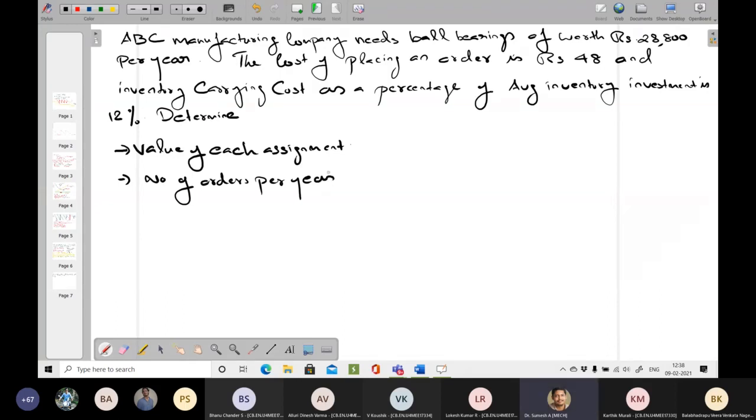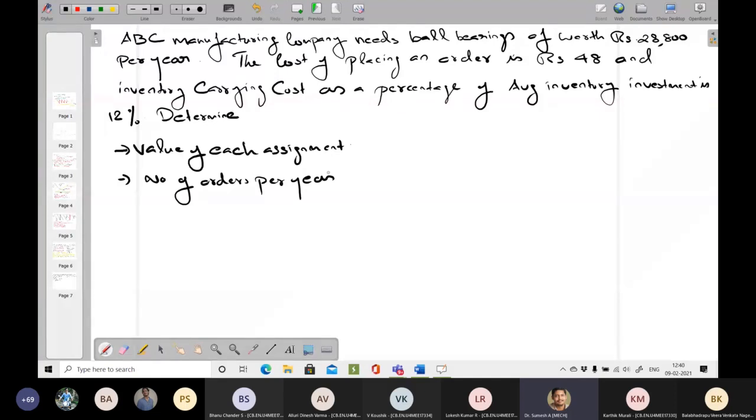You can stop. So a company needs ball bearing. Okay, so the quantity is not given, the cost is given. Why? Because there are various ranges of sizes that might be available. So in order not to confuse it, they have told that the total cost for a year is 28,800, the cost of placing an order is 48, and inventory carrying cost as a percentage of average inventory investment is 12%.